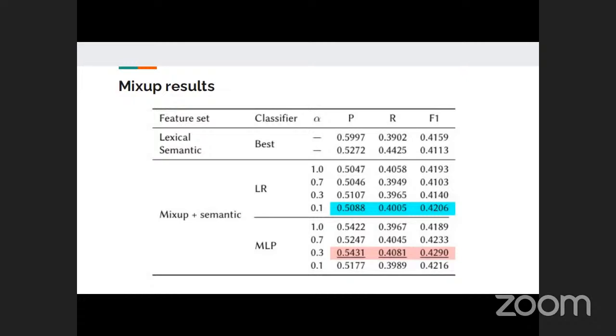There are 4 lines for each model, because there is a hyperparameter of the mix-up method, the alpha value. So we exploited 4 values for alpha, and we progress for the augmented data feature sets.